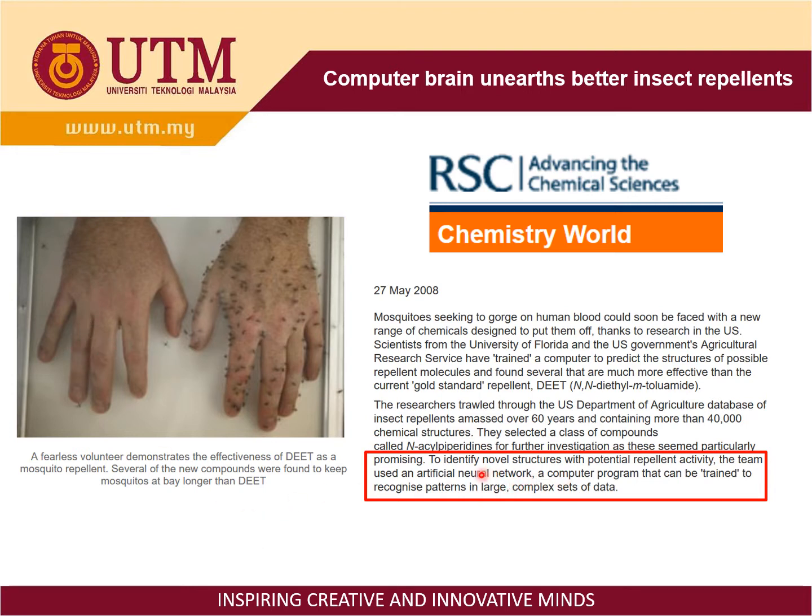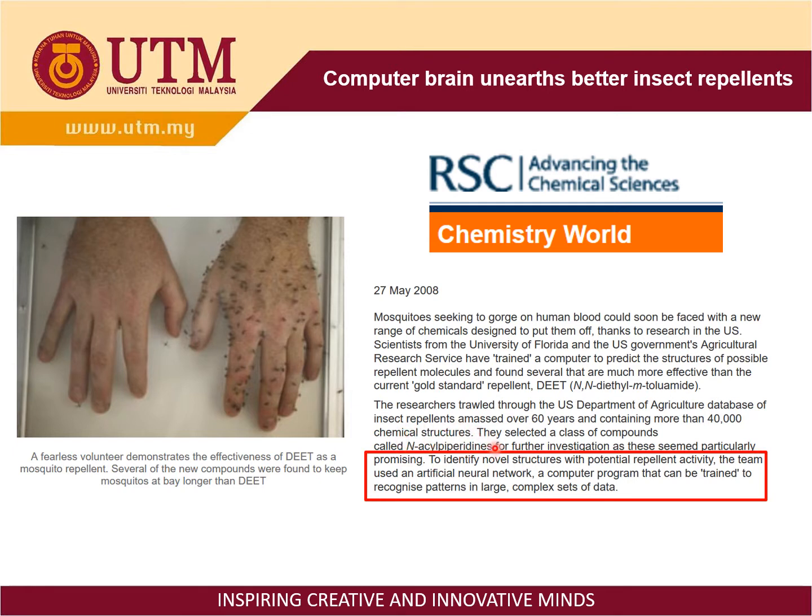Okay, so basically researchers went through the database of insect repellents, which has been around for 60 years, containing more than 40,000 chemical structures. So that's a huge one. This is how chemoinformatics is applied to data from a database. They collected the data, got the structures and activities, and selected a class of compounds called N-acyl piperidines for further investigation as a candidate of insect repellent.